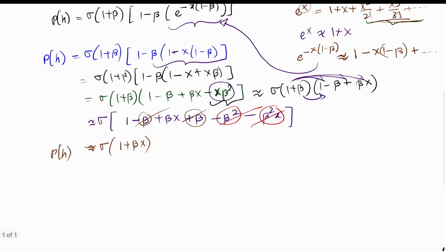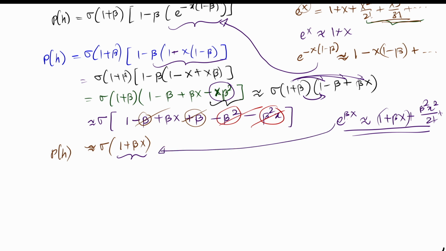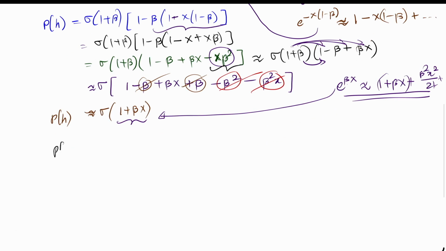ph, okay? So if you see this carefully, this is actually an approximation of e raised to beta x, correct? This can be approximated into 1 plus beta x squared divided by 2 factorial, like this. So this is the expansion of this. By using this relationship, we are now getting ph equals sigma times e raised to beta x, correct?